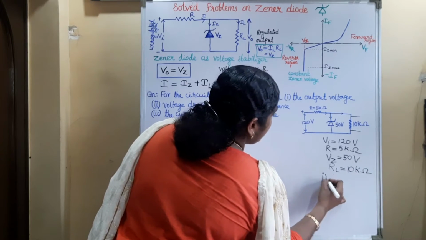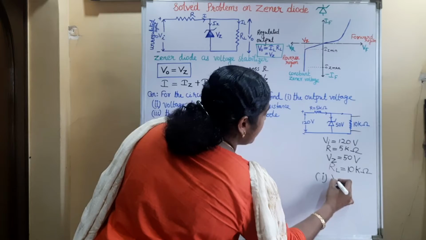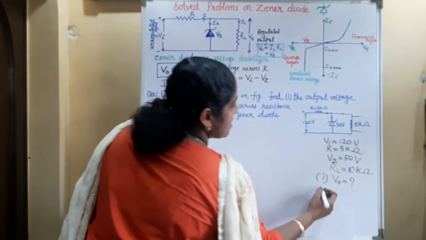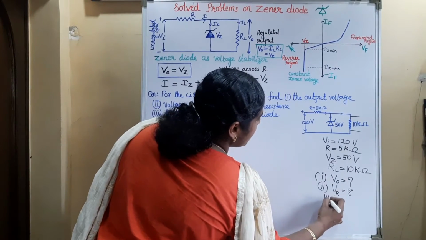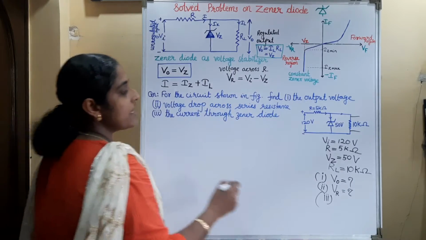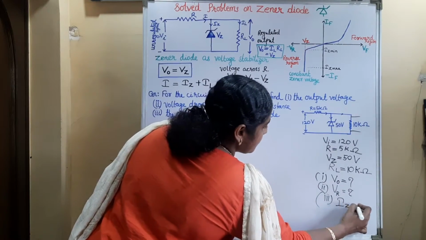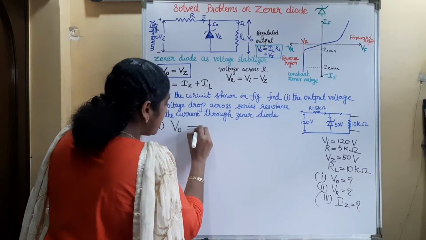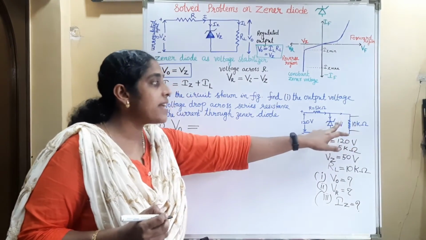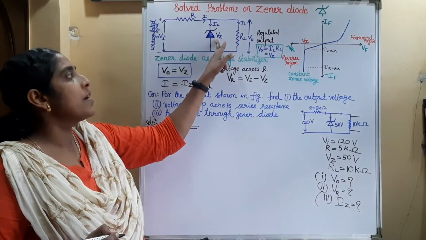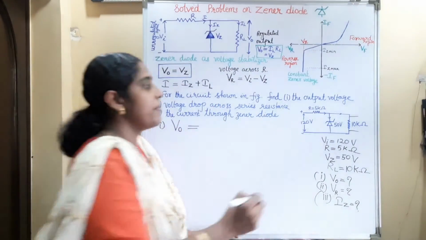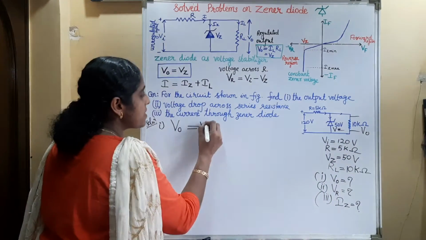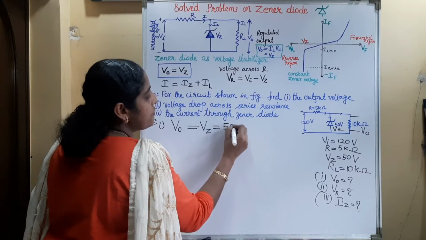The first one we have to find out is the output voltage VO. Second part is the voltage drop across the series resistance, that is VR. And the third part of this question is the current through the Zener diode, that is IZ. So the first part is output voltage. What will be the output voltage? Output voltage will be the same as the Zener voltage. We have seen that the Zener diode and this load resistance are connected in parallel. So this output voltage and this Zener voltage will be equal. So VO is equal to VZ is equal to 50 volt.